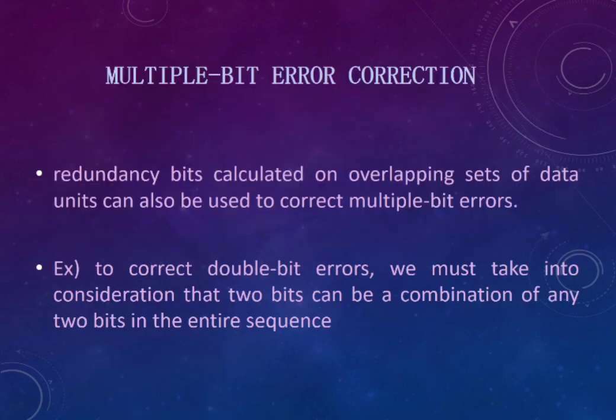Multiple bit error correction. Redundancy bits calculated on overlapping sets of data units can also be used to correct multiple bit errors. For example, to correct a double bit error, we must take into consideration that two bits can be a combination of any two bits in the entire sequence.